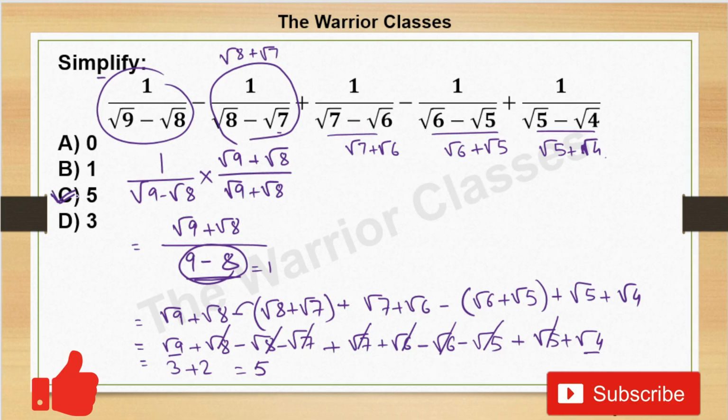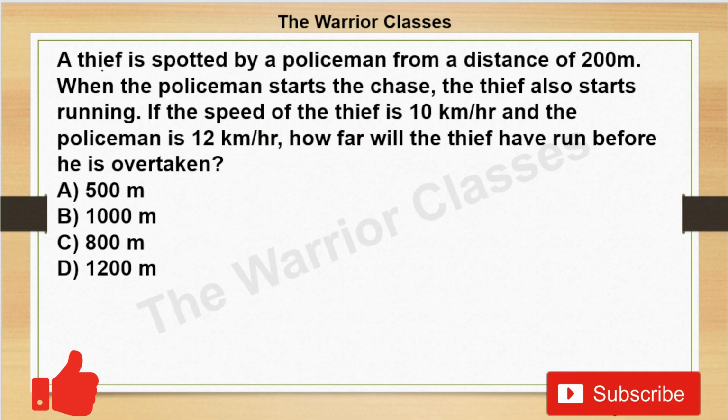Now the next question is: a thief is spotted by a policeman from a distance of 200 meters. When the policeman starts the chase, the thief also starts running. If the speed of the thief is 10 km per hour and the policeman's is 12 km per hour, how far will the thief have run before he is overtaken?